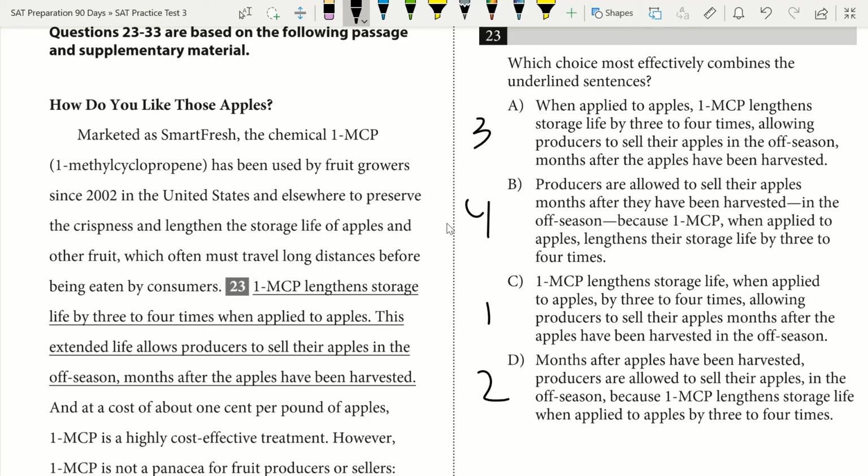So what I want to start with is talking about 1-MCP being applied to apples, because that's what occurs first. So I don't want to start with it lengthening storage life, so I know that that's wrong. D, months after apples have been harvested, that's one of the last things that happens. Option A, when applied to apples, 1-MCP lengthens storage life by 3 to 4 times. That's the first thing that should happen. Allowing producers to sell their apples in the off-season, that's the second thing that would happen. Months after the apples have been harvested. Yes, that all follows a sequential order. My answer there would be A. There's nothing grammatically wrong and it follows a logical order.